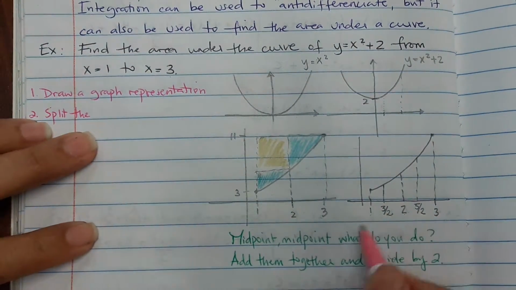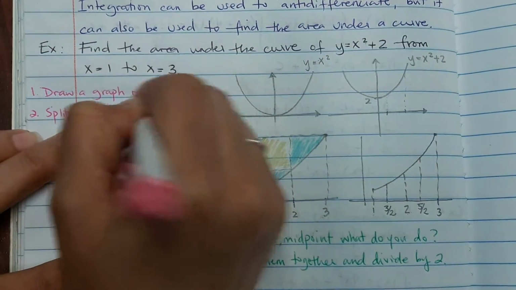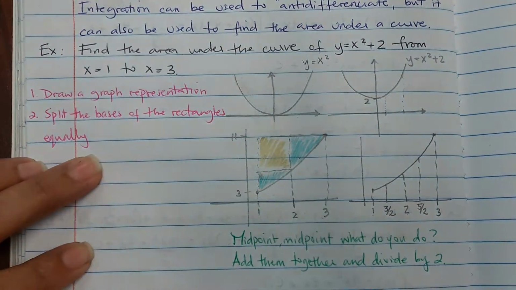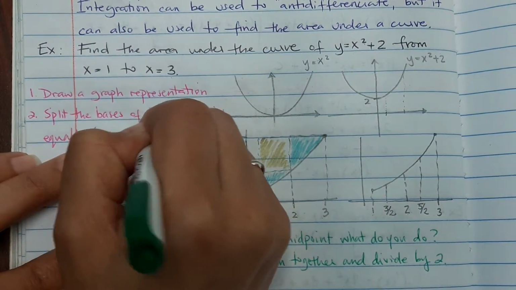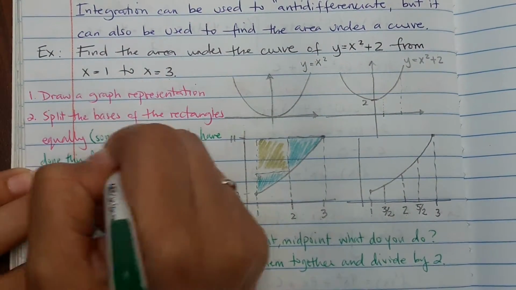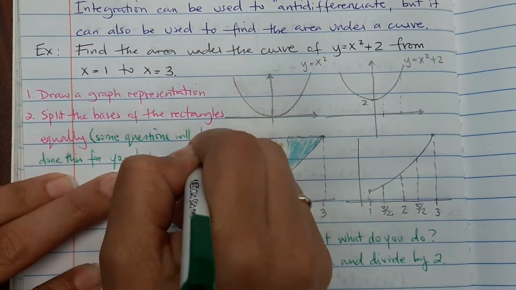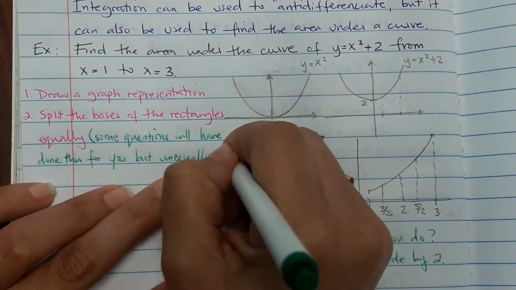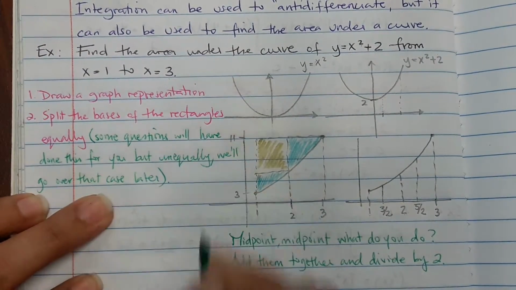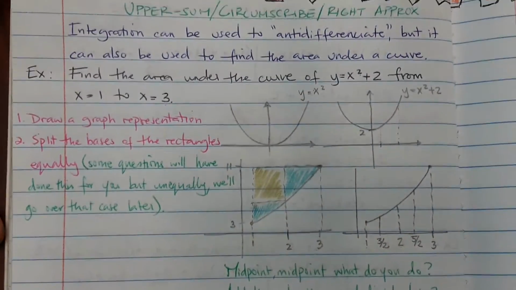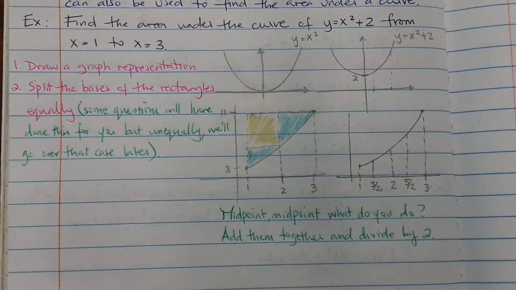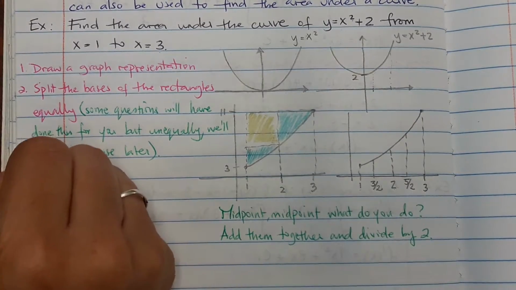Alright, so step 2 would be split the bases of the rectangles equally. It just makes it so much easier. Some questions will have done this for you, but unequally. And we'll go over that case later because it's just one step difference. Right, then step 3 would be, what is the value of each base?